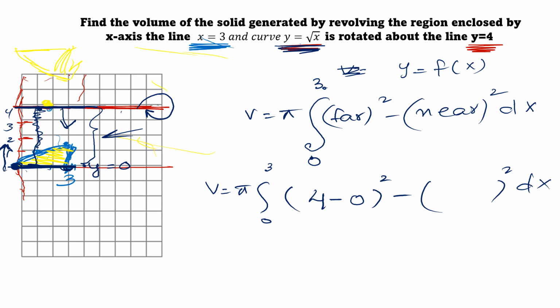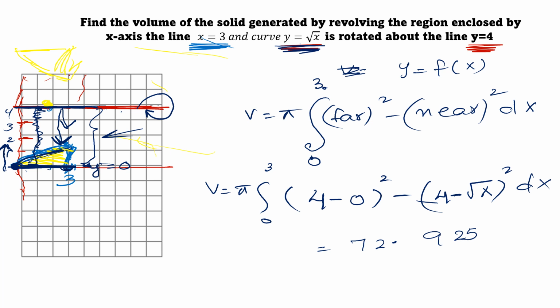Now what is the other graph? The other graph is this one. This is the nearest part. So the nearest part is square root of x. So the total distance from the axis of rotation till the graph is 4 minus square root of x. Now write this in the calculator to get our answer. So it is 72.925.